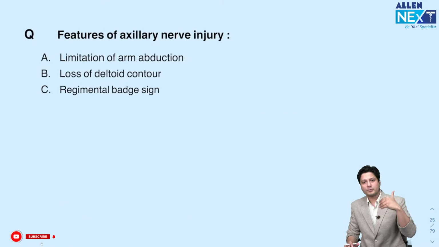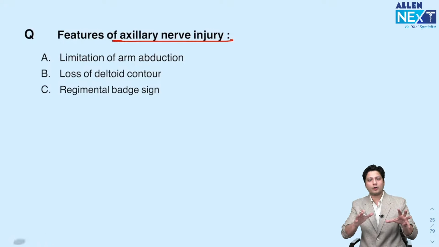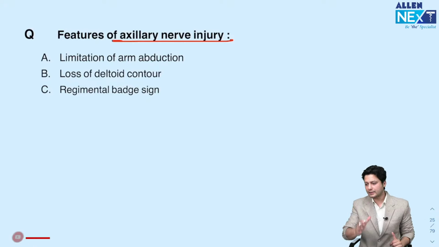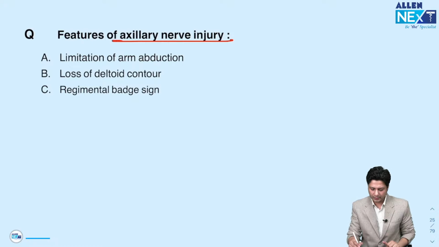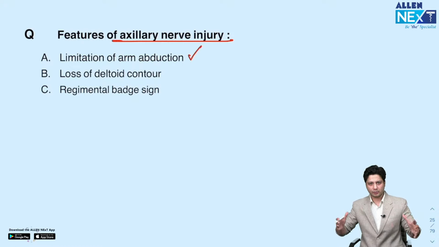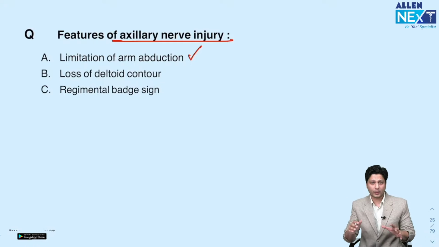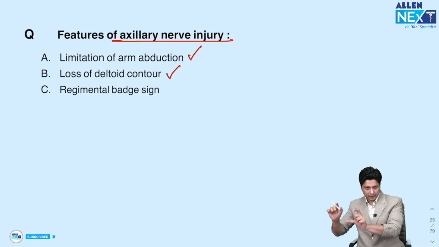Now you should also be aware of the common and important features of these nerve injuries. Like if the axillary nerve is injured, then what are the common findings associated with it? Limitation of arm abduction, the arm abduction is going to be limited. Second is loss of deltoid contour, because the deltoid is the muscle which is supplied by the axillary nerve.